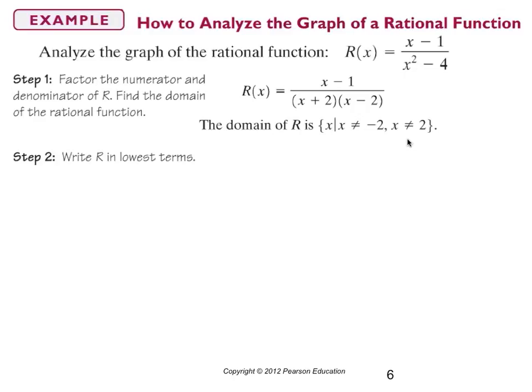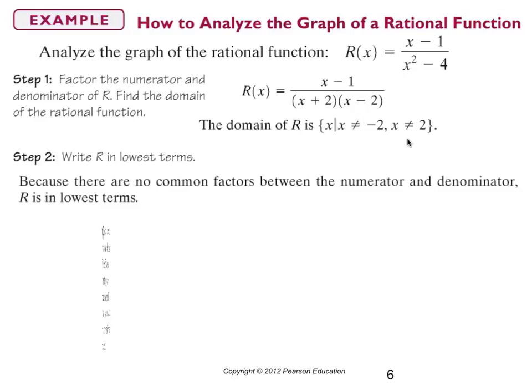You want to go ahead and write r in lowest terms. So if there's anything that would cancel, then you can go ahead and cancel it, like if we had an x minus 2 up top or something like that. But there's really nothing to cancel here, so r is already in lowest terms. It is important to note, though, that if we had canceled, that would mean we would end up with a hole in our graph.